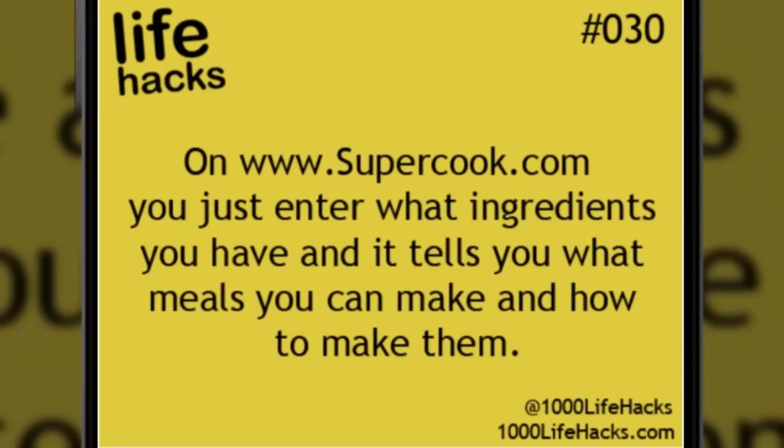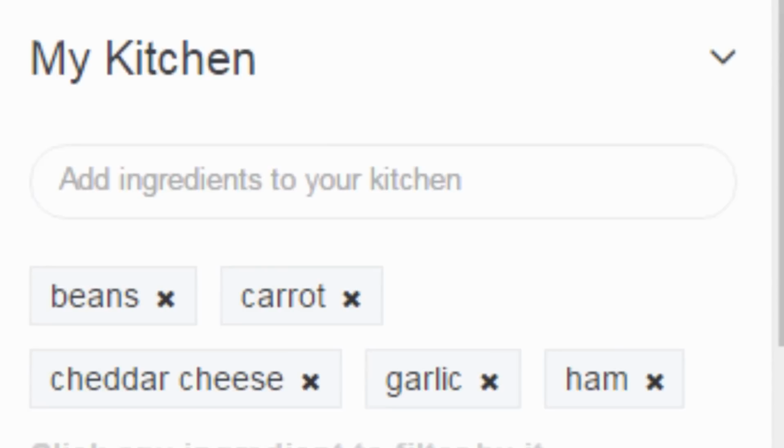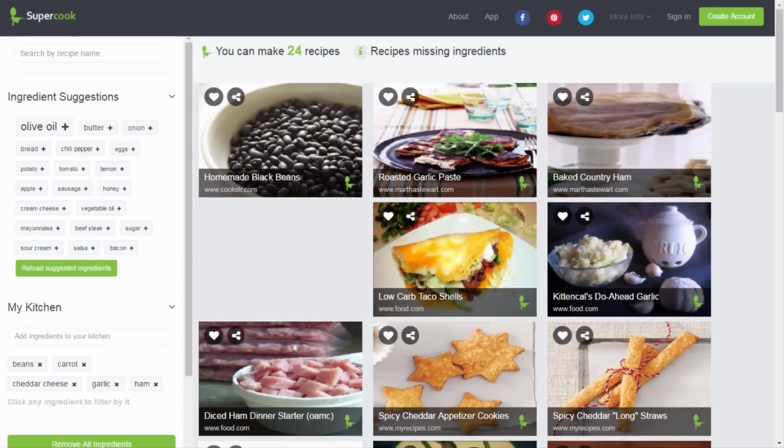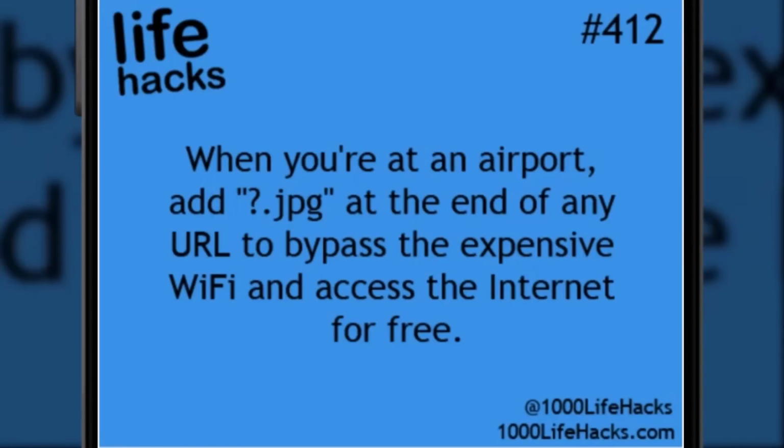On supercook.com, just enter what ingredients you have and it tells you what meals you can make and how to make them. Oh yeah, that does actually work really well. And when you're at an airport, add ?jpg at the end of any URL to bypass the expensive Wi-Fi and access the internet for free. Holy shit, I hope that works.